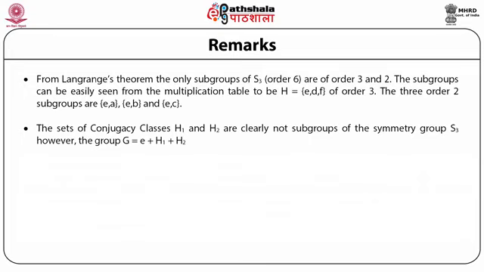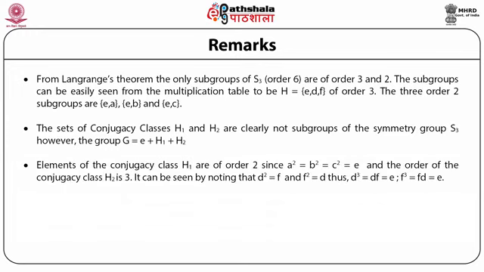Remember that H1 consists of three elements A, B, and C, and H2 consists of two elements D, F. So H1 is a conjugate class of three elements A, B, C. H2 is a conjugate class of two elements D and F. Their conjugate classes are not subgroups, but the total group G of the symmetric S3 is equal to E plus H1 plus H2. Elements of the conjugacy class H1 are of order 2, since A square is equal to B square is equal to C square is equal to E. And the order of the conjugacy class H2 is 3.